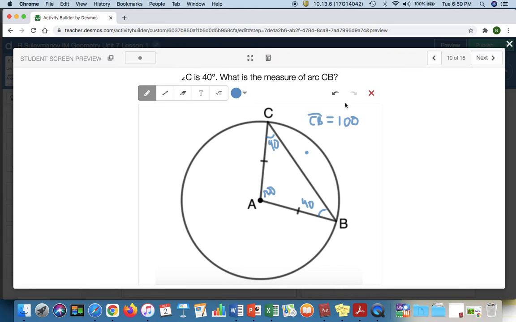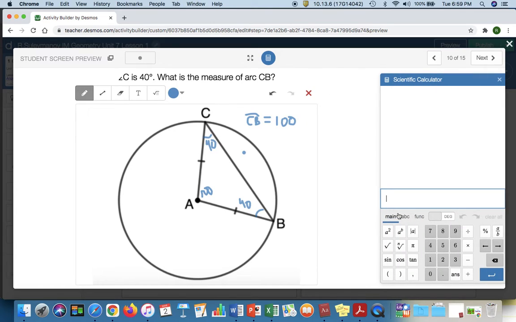Now, what's a cool feature here for students? You can use this beta calculator, and if students need some help calculating, so if I do 180 minus 80 here, they could use a scientific calculator all within one platform on their lesson, which is very convenient for them as students, not to flip back and forth between an iPhone or possibly another application.